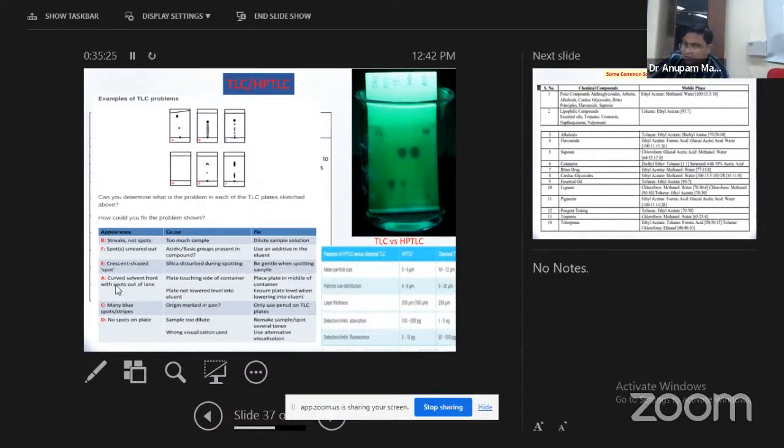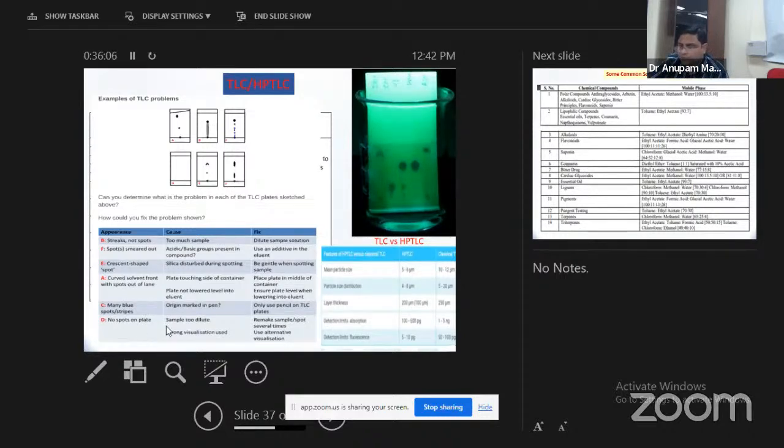Crescent-shaped spots occur if the silica is disturbed during the spotting. Curved solvent front, with the spot out of the lane, occurs if the plate is touching the side of the container. Many spots and stripes appear if the origin is marked with a pen. Sometimes you will see blue ink. So what happens? We sometimes use a pen to spot on the TLC plate, and you can directly see blue spots in UV. So always avoid using a pen. Always use a pencil, because pencil is not eluted with the solvent system.